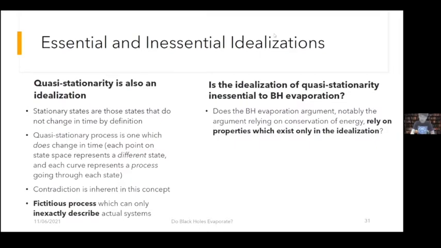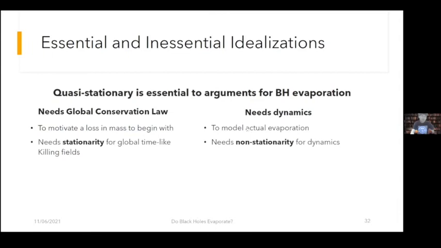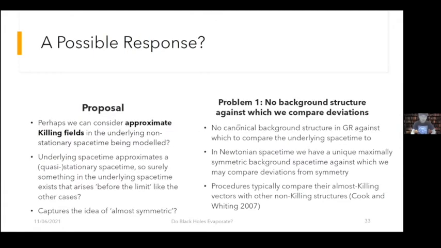Does the argument, notably the one relying on conservation of energy, require a property that exists only in the idealization? It seems to me that it is essential to arguments for black hole evaporation, because we need a global conservation law to motivate a loss in mass to begin with, and we need stationarity for that property. But we also need dynamics to model actual evaporation, and for that we need non-stationarity. So some people propose, what if we can find something that looks like Killing fields, approximate but not exactly Killing fields. The underlying space-time can be thought to have this sort of approximate Killing fields, and so something in the underlying space-time exists before the limit, just like the other cases.